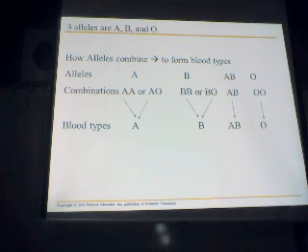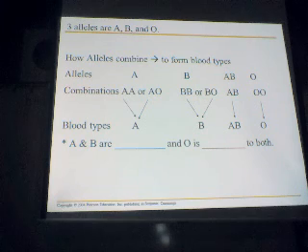By looking at this information, we can see the pattern using what we know about dominance and recessiveness. We know that A and B are both dominant over O, and O is recessive. We see AB together, which is codominant, and we'll talk about that as we go through our slides. So A and B are dominant, and O is recessive to both.